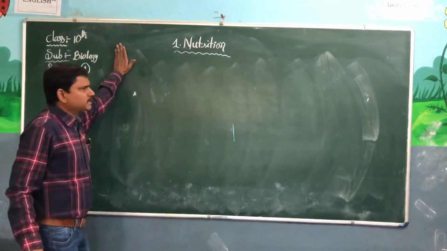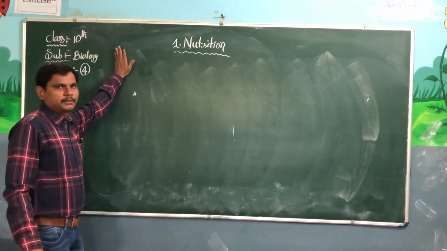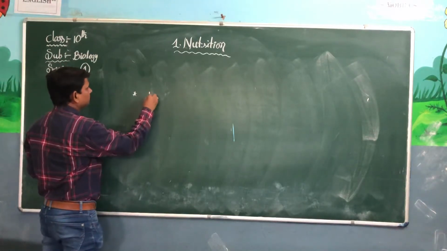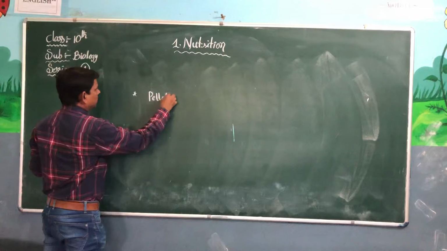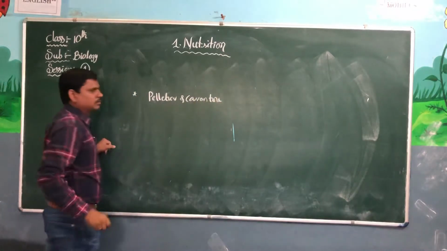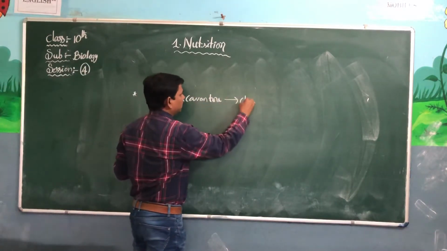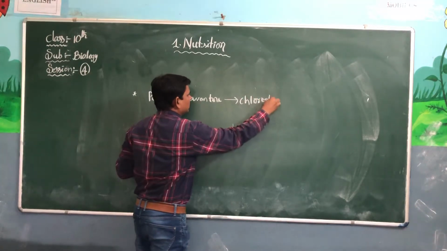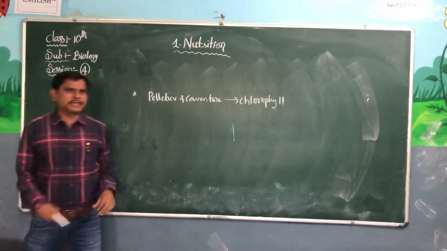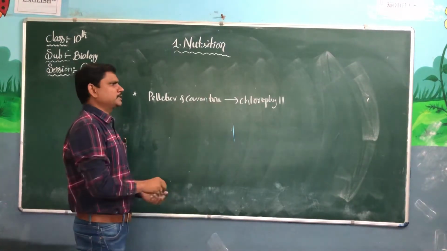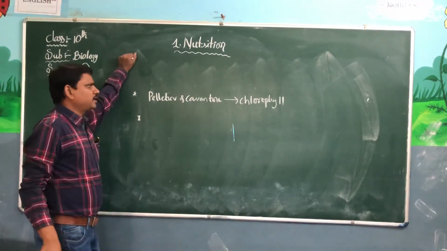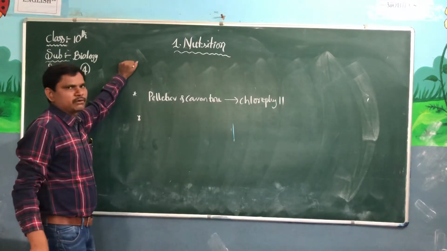The ones who discovered chlorophyll, Pelletier and Caventou. Chlorophyll is nothing but the green pigments present in the leaf. After doing so many experiments, Pelletier and Caventou discovered chlorophyll.